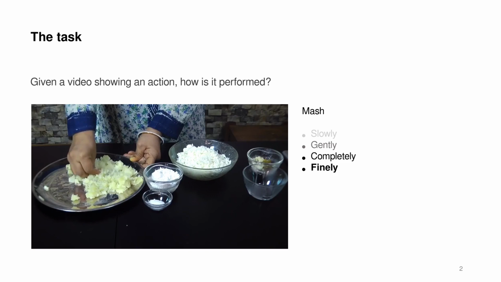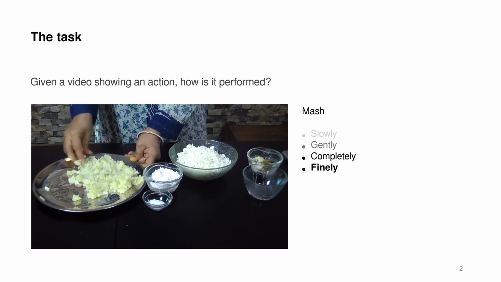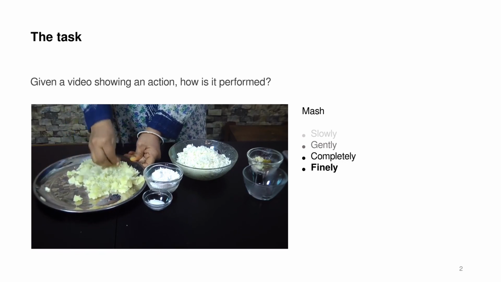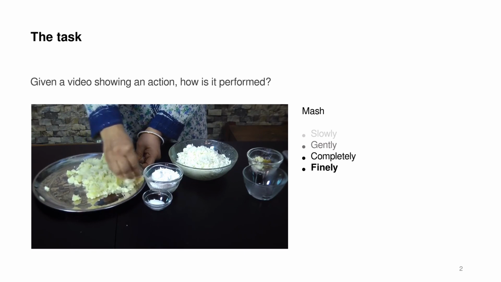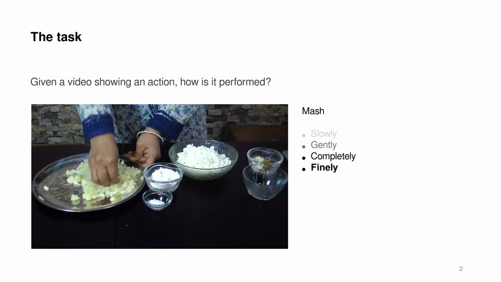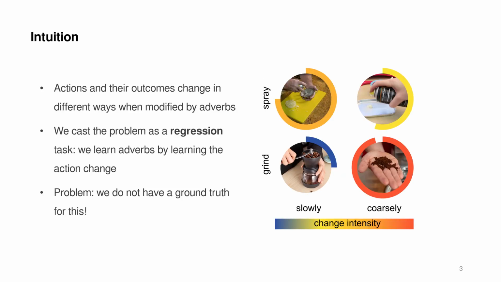In this work, we are interested in understanding how an action is performed in a video. In other words, we aim to predict an adverb expressing how the action is performed. For example, in this video we could say that the action of mashing these potatoes is performed finely, but also gently, slowly, or completely. Let's start from the intuition on which we build our approach.